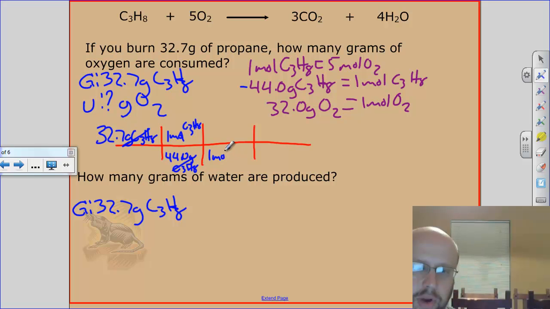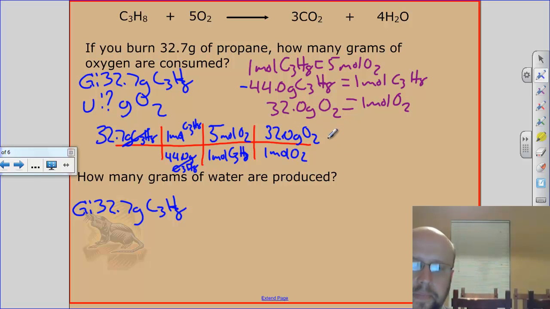So I'm going to use the mole ratio. And sort of the big trick here is that if you're doing a 3-step one, which means you start at grams and you end at grams, the mole ratio should always be the middle conversion factor. Okay, and that's exactly where it is here. So 5 moles of O2. And then I want to get rid of moles of O2 and get grams.